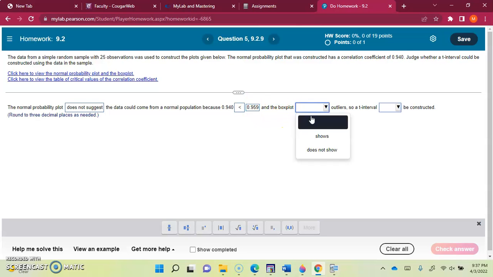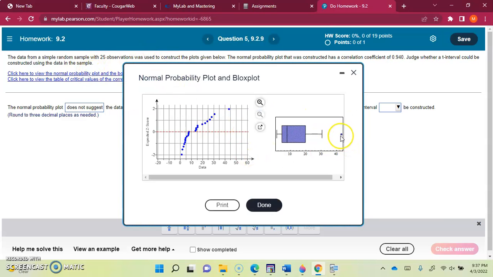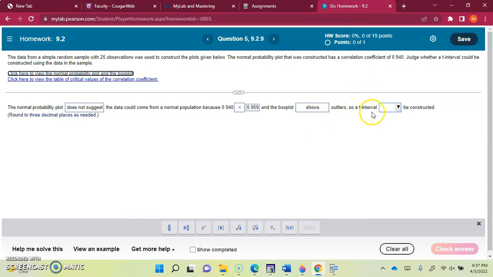And the box plot. If you see, the box plot should not have any outliers if you want to apply the t-distribution for a smaller data set, and it does have outliers, so the t-interval could not be constructed in this particular case. So for a t-interval to be constructed, we want the third condition. If the data is not large enough, we want a normal distribution and no outliers.